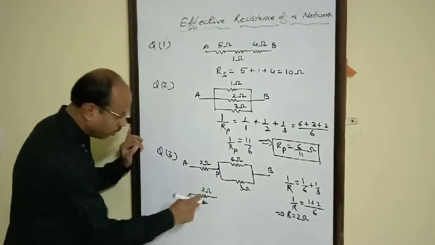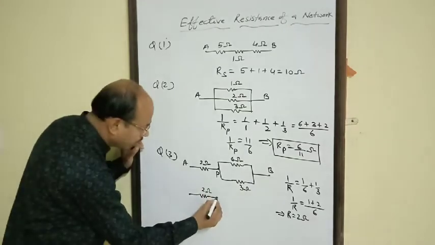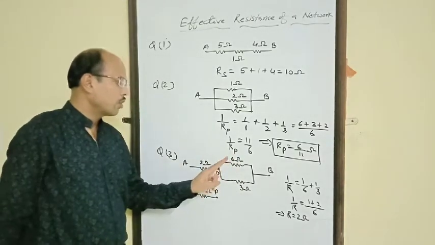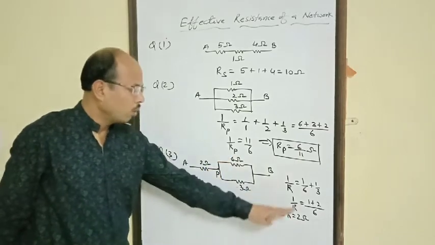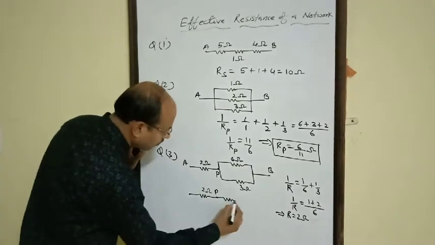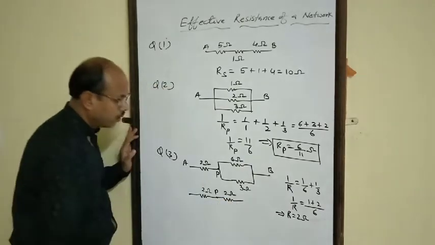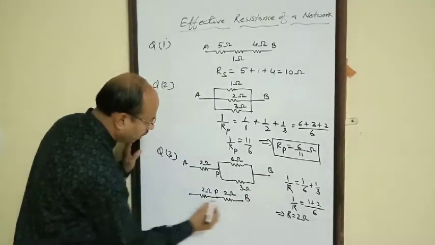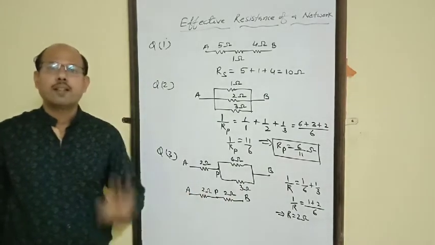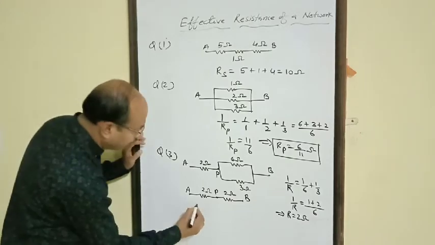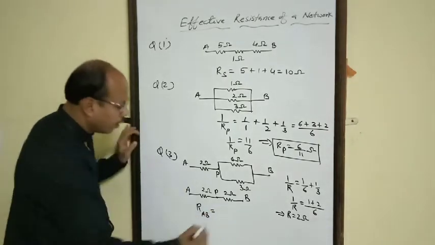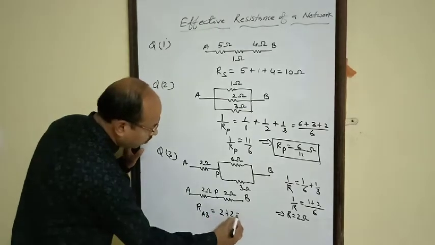This is 2 ohm, already mentioned. Here it is point P, and we have solved that the parallel combination of 6 ohm and 3 ohm is 2 ohm. So we can also write here, this is also 2 ohm. And here is point B. Now you can easily understand these 2 ohm and 2 ohm are connected in series. Therefore, the final resistance between A and B will be 2 plus 2, that is 4.